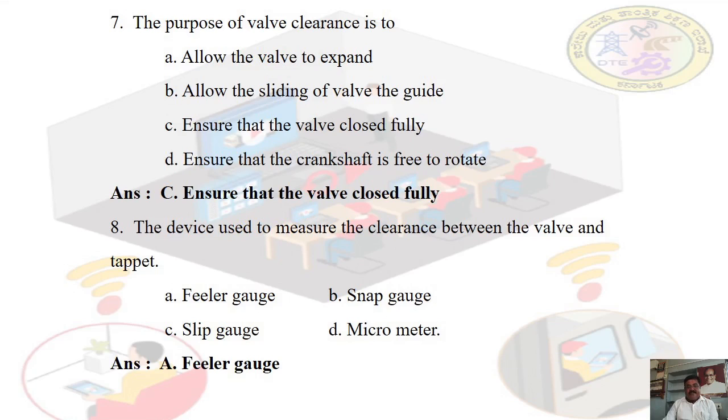Next question. The device used to measure the clearance between the valve and tappets: option A, feeler gauge. Option B, snap gauge. Option C, slip gauge. Option D, micrometer. The answer is option A, feeler gauge.